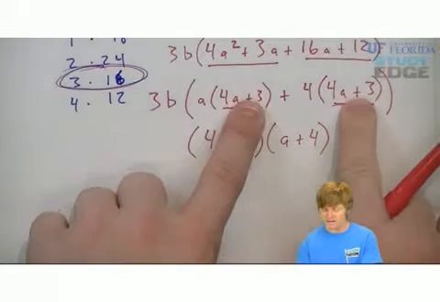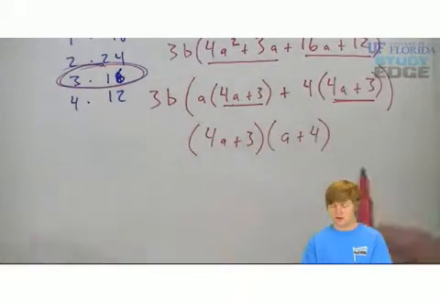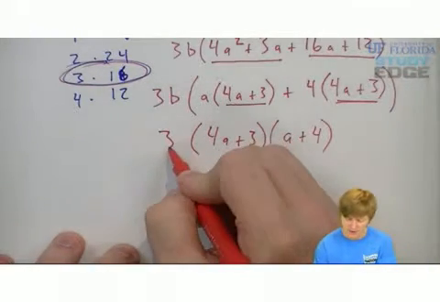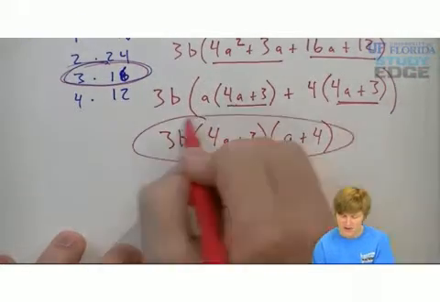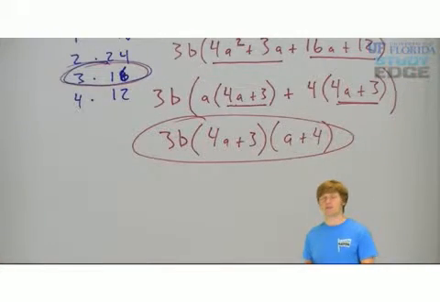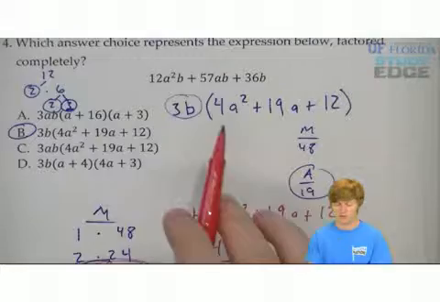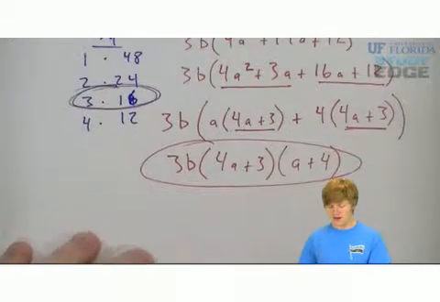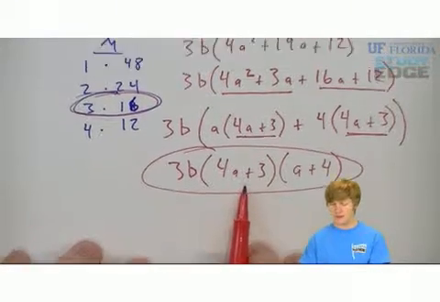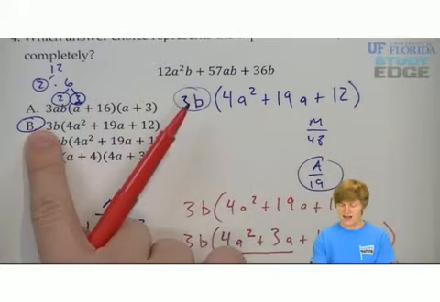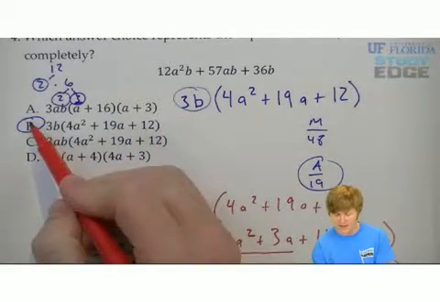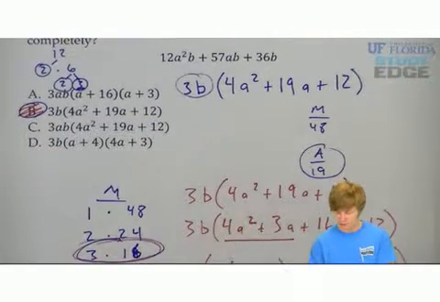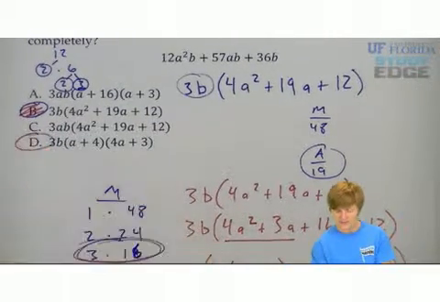Because really what I've done is I've factored out that 4a plus 3, so that now all I'm left with is that a plus 4. Can't forget about my 3b out in front. Then I see that that is the factored version completely of my original expression, my original polynomial. All right, anybody have any questions about this? Good. So we realize that after we factored it even further, it's not answer choice B, but it's actually answer choice D right there.